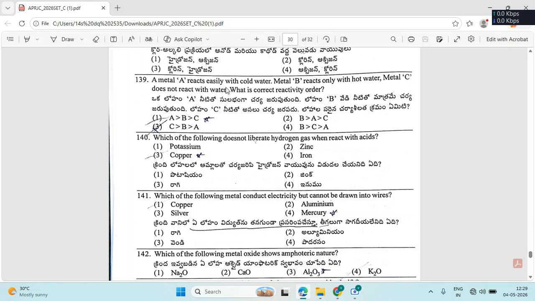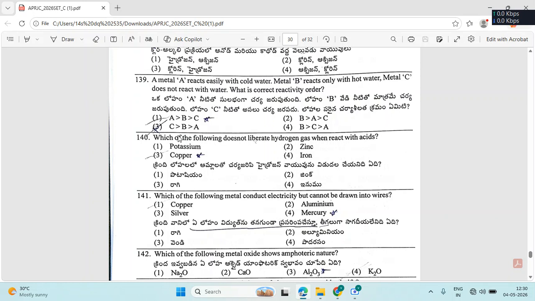A metal A reacts easily with cold water, metal B reacts only with hot water, metal C does not react with water. What is the correct reactivity order? A less than B less than C, B less than A less than C, A greater than B greater than C, B greater than A greater than C, C greater than B greater than A, B greater than C greater than A. The correct option is 1 and the answer is A greater than B greater than C.